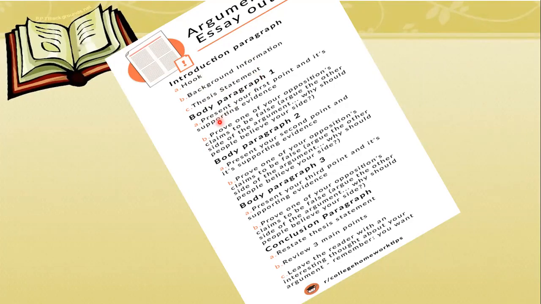Then body paragraph one. In body paragraph one, you are going to present your first point, your first supporting evidence which you have chosen. Then you're going to prove one of your opponent's claims to be false. You're going to argue the other side. Then in body paragraph two, you're going to present your second point. You're going to take a counter argument. This I'm going to discuss separately.